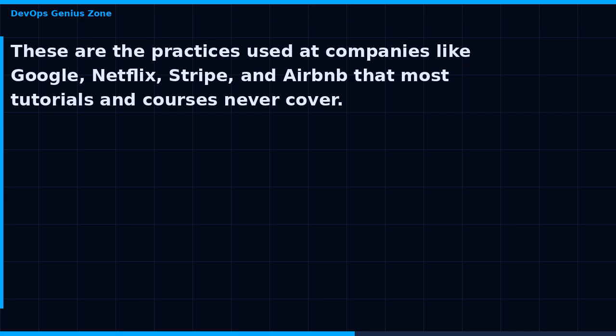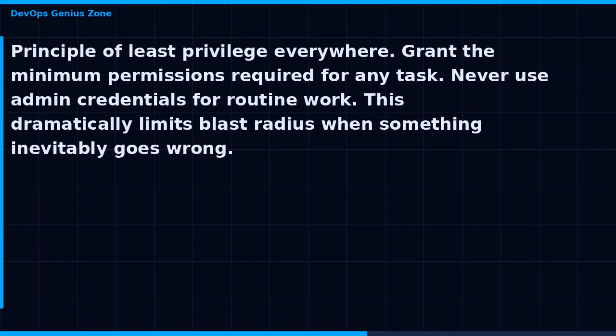Small frequent changes over large infrequent ones. Small changes are easier to test, easier to review, easier to roll back, and cause smaller incidents when they fail. This is the foundation of continuous delivery culture.